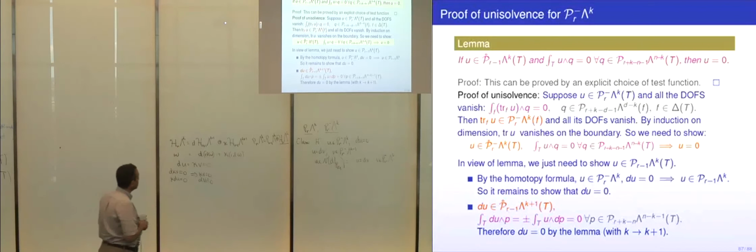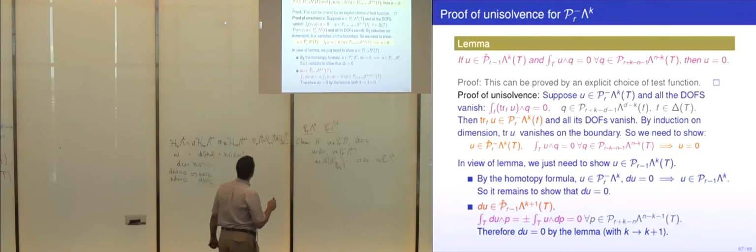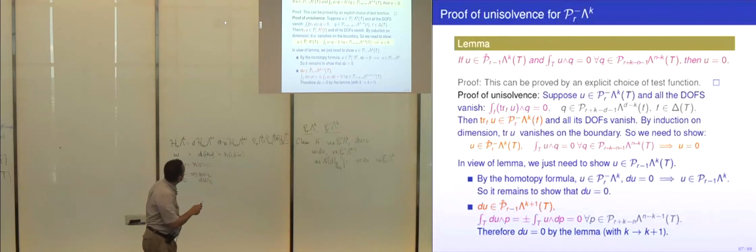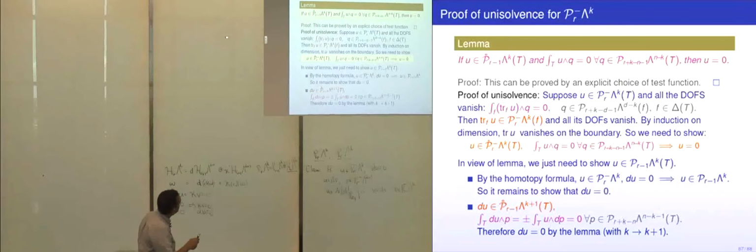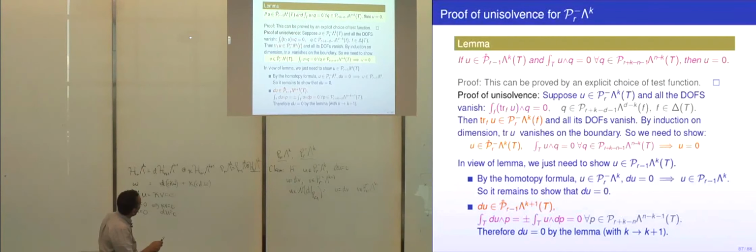There's a small difference. So here's a lemma that can be proven just like in the Lagrange case. If you have a q in P_{r-1} lambda k, and it vanishes on the boundary of a tetrahedron, and it's orthogonal to P_{r+k-n-1} of n minus k forms. Those are the things that make sense here. That's a k form, that's an n minus k form, so I can integrate over the tet. If that's true, then q is 0.